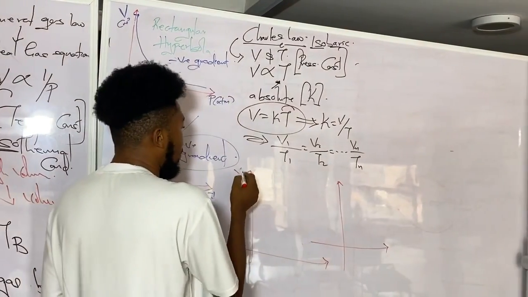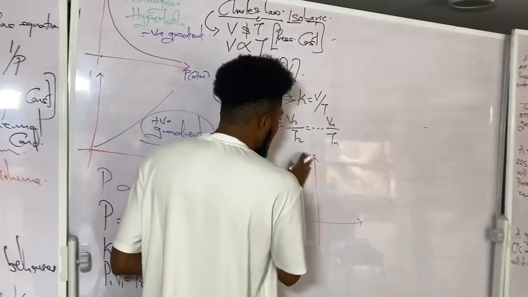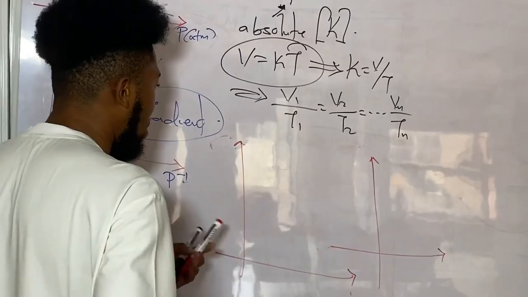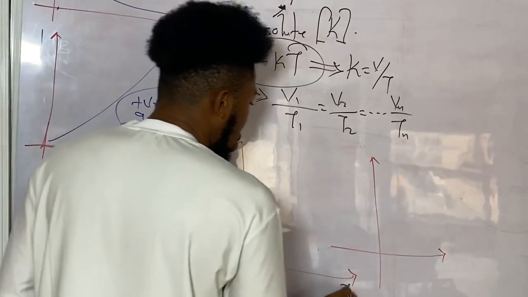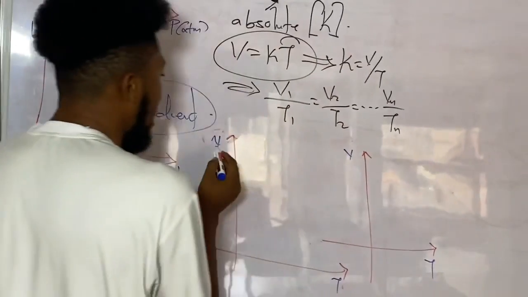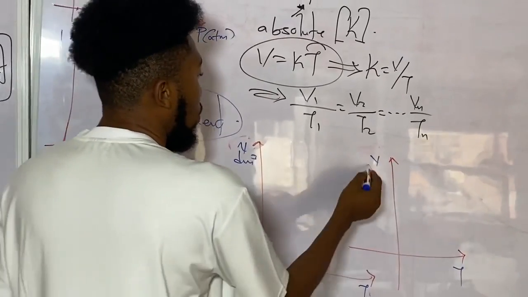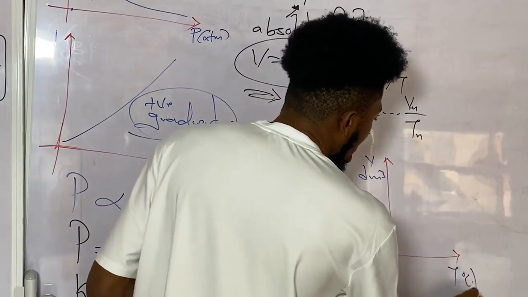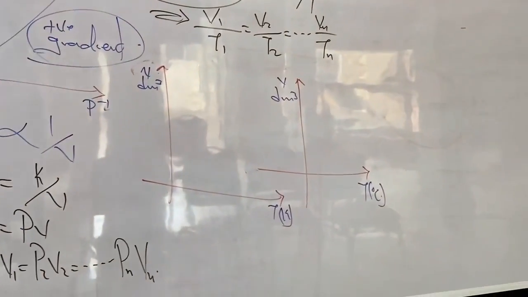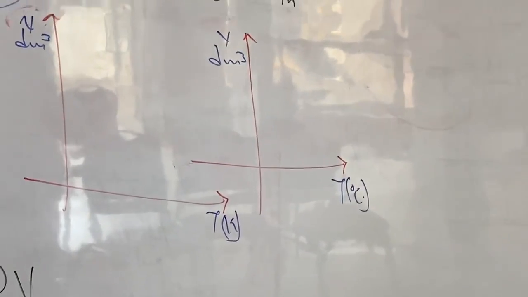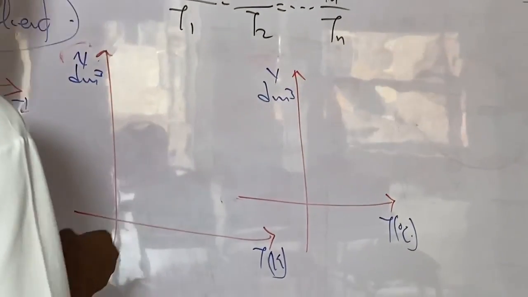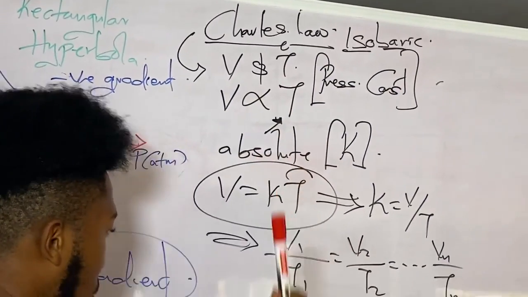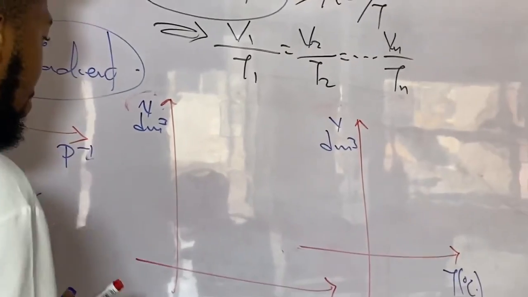In both of them, let's plot volume against temperature. Let me use the blue marker on that. Volume against temperature. Let me imagine my volume is in dm cube, and temperature in this part is in Kelvin, in this part is in degree Celsius. You can have the same graph pattern for both of them, because we know that Charles' law only operates where temperature is in absolute scale.